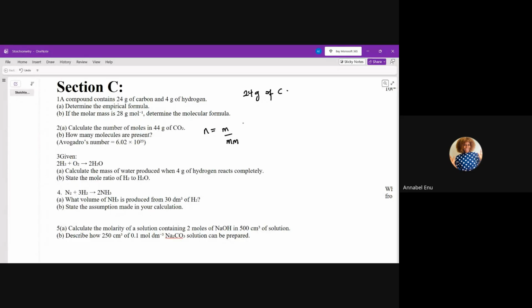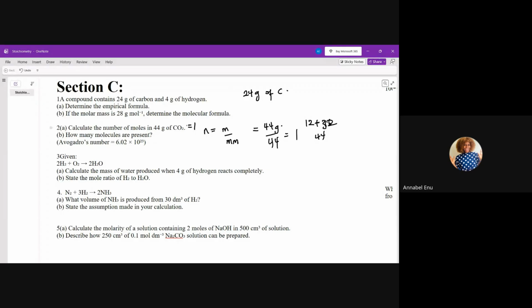Now we see that the mass given to us is 44 grams. And what is the molar mass for CO2? Carbon is 12. The molar mass of oxygen is 16 times 2, which is 32. So this is still going to give us 44. So our number of moles is just 1 mole.